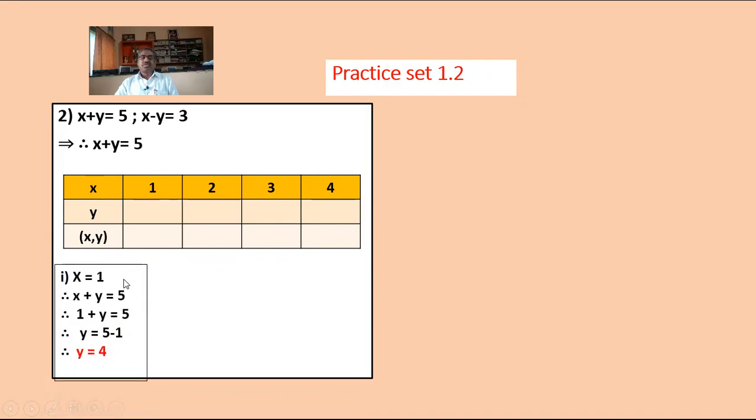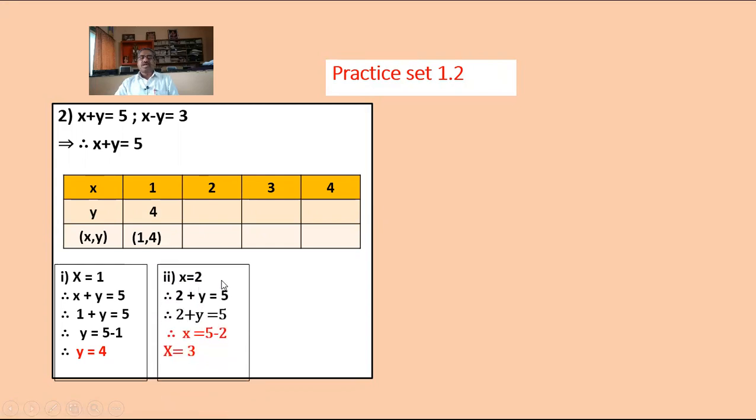Here x is equal to 1. Then to find y: x plus y is equal to 5, 1 plus y is equal to 5, y is equal to 5 minus 1, y is equal to 4. Then we get coordinate point 1, 4. X is equal to 2: 2 plus y is equal to 5, therefore y is equal to 5 minus 2, therefore y is equal to 3. Then we get coordinate point 2, 3.